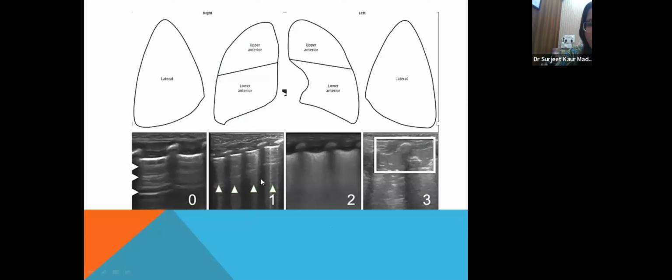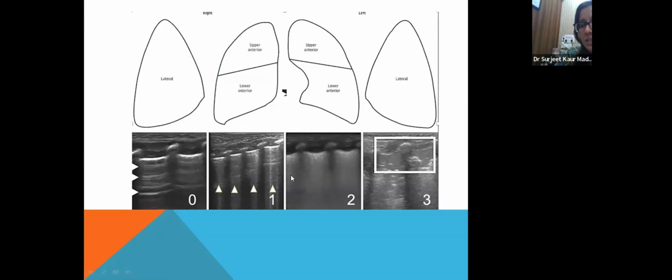RDS might show you different patterns, and you need to score depending upon the severity. It can be a mild RDS, it can be moderate, it can be severe RDS. So when you just have A lines, then you score it as 0. When there are more than 3 B lines in your spaces, you score it as 1.